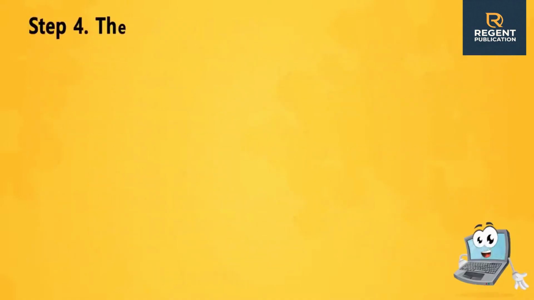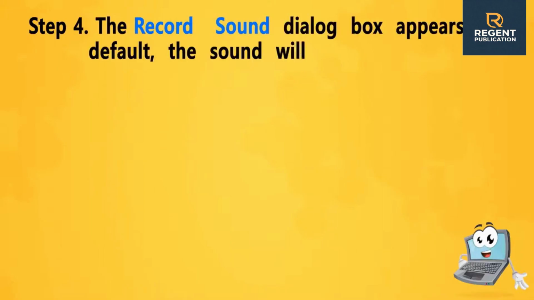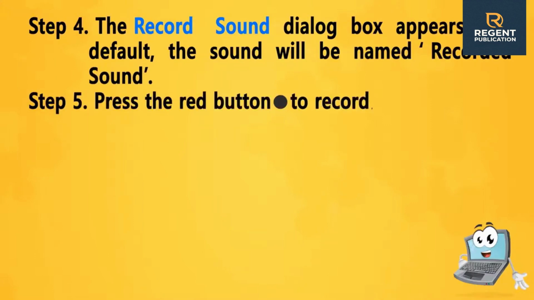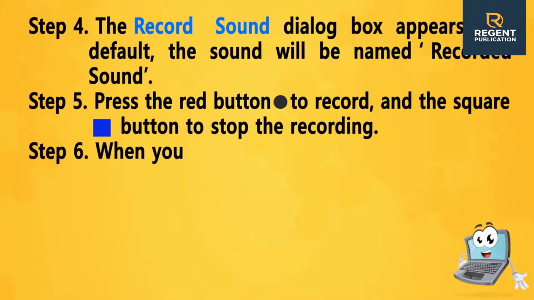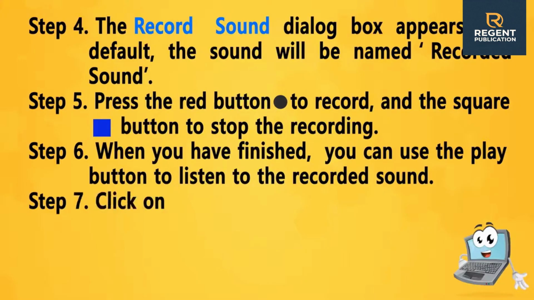Step 4. The Record Sound dialog box appears. By default, the sound will be named Recorded Sound. Step 5. Press the red button to record and the square button to stop the recording. Step 6. When you have finished, you can use the play button to listen to the recorded sound. Step 7. Click on OK.